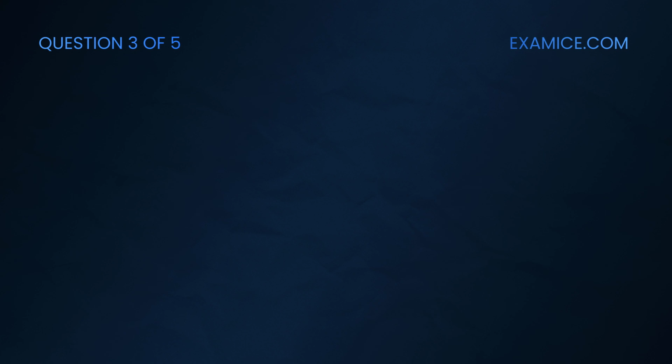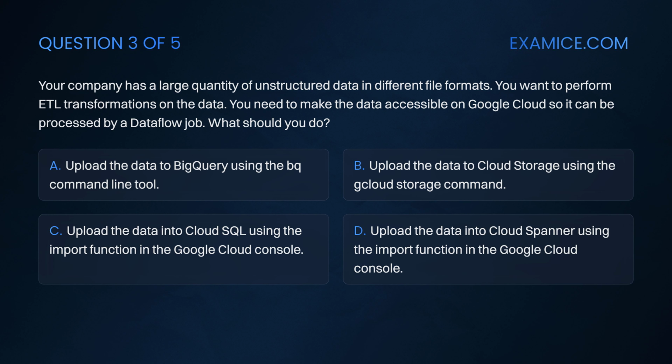Question 3. Your company has a large quantity of unstructured data in different file formats. You want to perform ETL transformations on the data. You need to make the data accessible on Google Cloud so it can be processed by a Dataflow job. What should you do? Option A, upload the data to BigQuery using the bq command line tool.